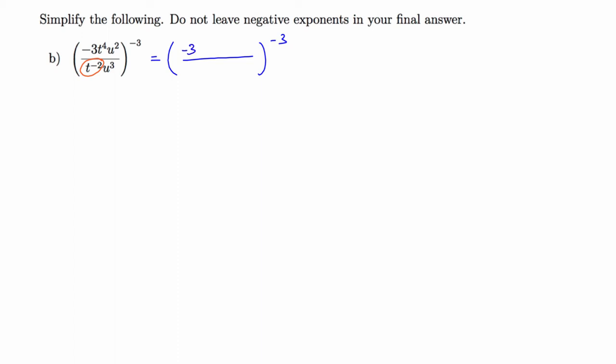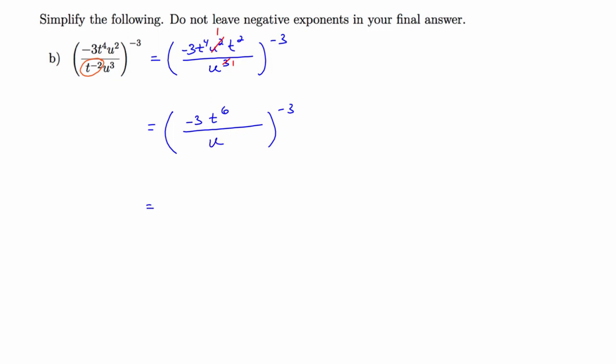So the numerator was negative 3 t to the 4th u squared. That's all going to stay put in the numerator. But t squared is now going to get bumped up to the top. Whereas u to the 3rd was a positive 3 in the denominator, it's going to stay put. Now the next step would be to simplify what's inside the parentheses. Negative 3 cannot interact with anything, but up in the numerator, t to the 4th, t to the 2nd can simplify down to t to the 6th. And with the u's, there's u squared in the top and u to the 3rd in the bottom. Well, 2 of the u's from the top will cancel with 2 of the u's from the bottom, but I will still have a single u remaining in the denominator.